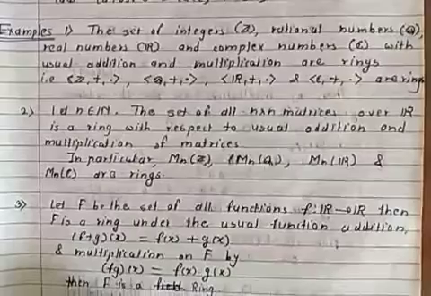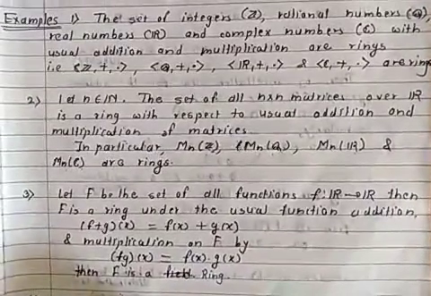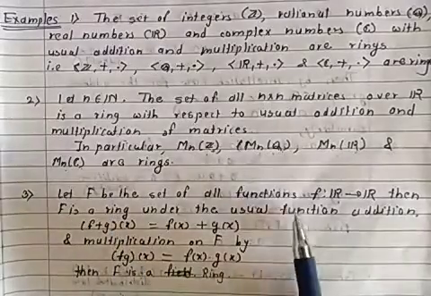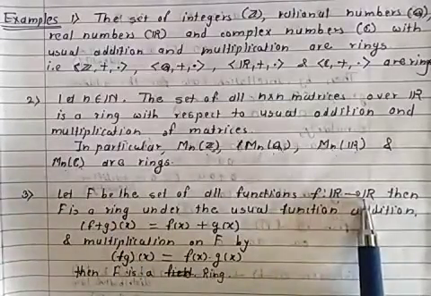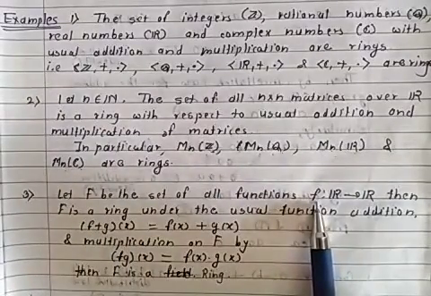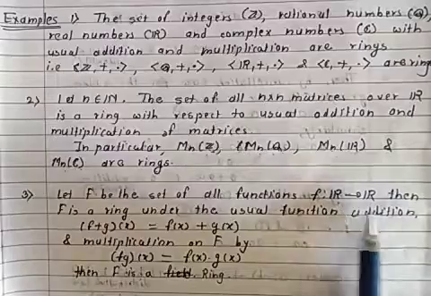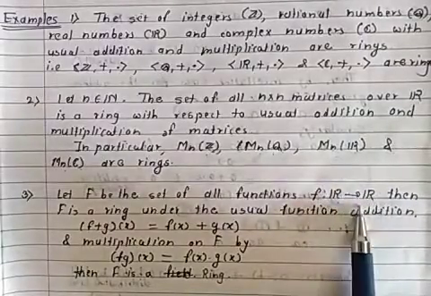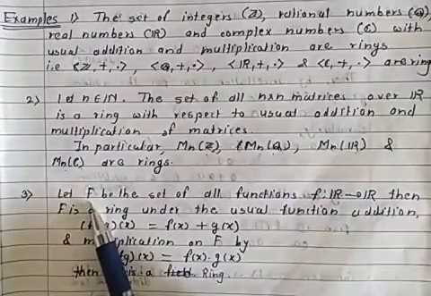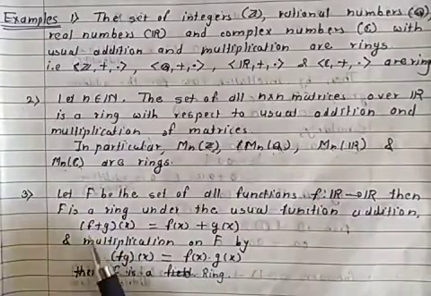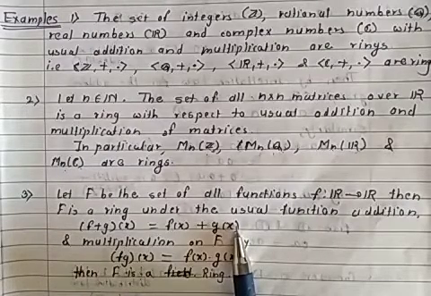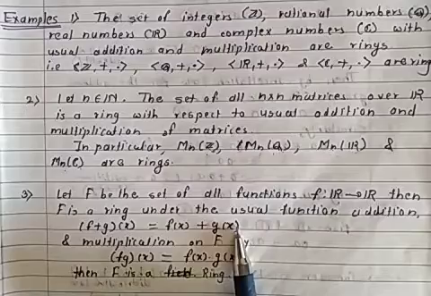Then the next example of a ring: now consider capital F, the set of all functions f from R to R. What is capital F? This small f is a function from R to R. This is one function. We collect all such functions in a set, and we denote it by capital F. Now we need 2 operations to define a ring.